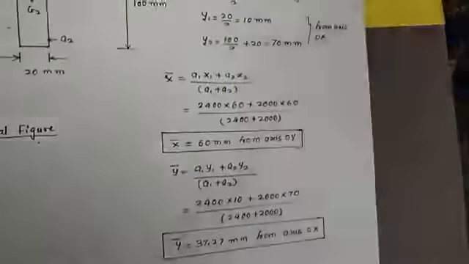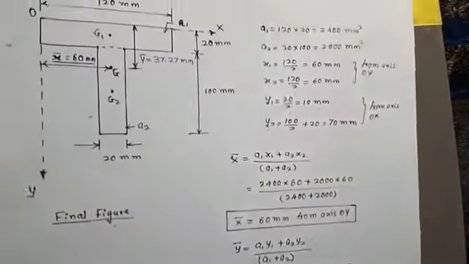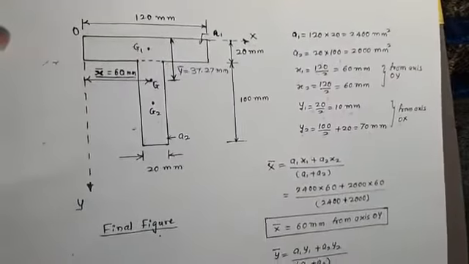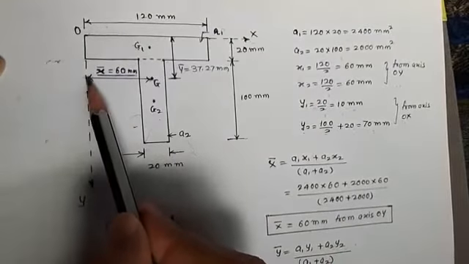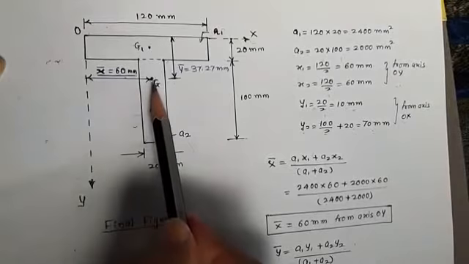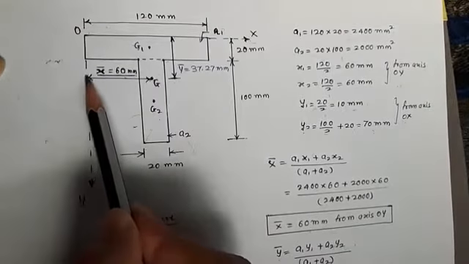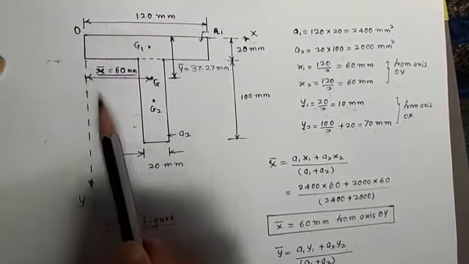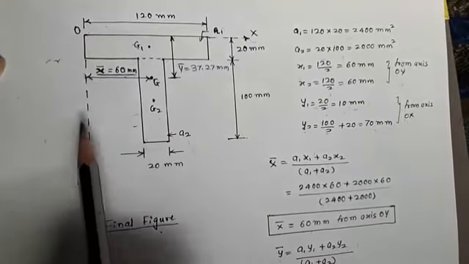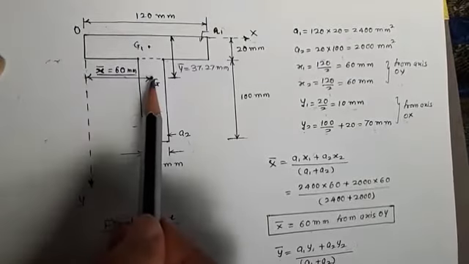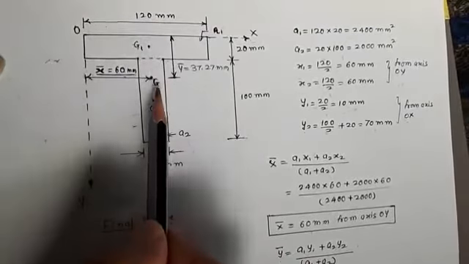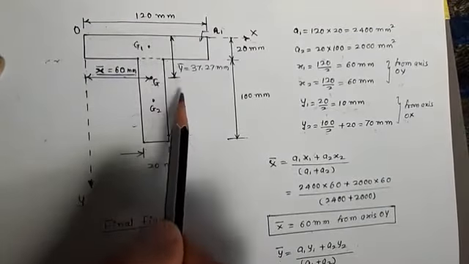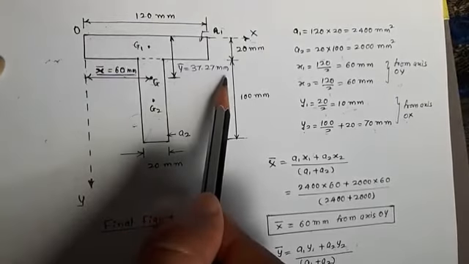Now, how to show the x bar and y bar in the figure? This is the figure here, and here I am showing x bar is equal to 60 mm. This is the centroid G, and this is the axis OY. From the axis OY up to G is x bar, and from the axis OX up to G, this distance is y bar, that is 37.27 mm.